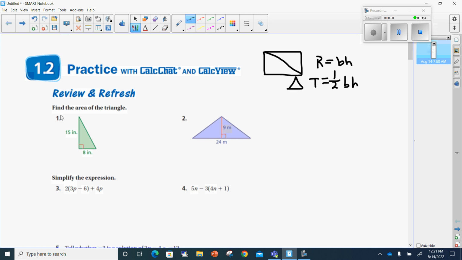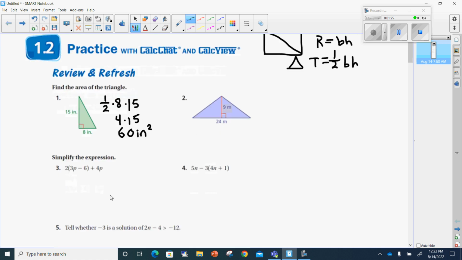All right, so let's use that. Find the area of these triangles. We've got 15 inches and 8 inches as our base and our height. So when I take my formula, 1/2, base is 8, times the height, 15. 1/2 of 8 is 4, and that leaves 4 times 15. 4 times 15 is 60, so that means this triangle is 60 inches squared. And we say squared because, remember, area is two-dimensional. I'm going to let you do number 2, and now I'm going to work on number 3.